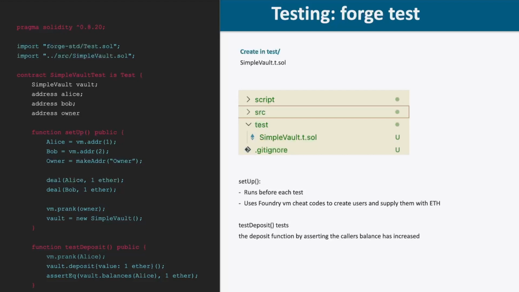To run tests, we run forge test to execute the entire testing suite. This spins up a local EVM, runs the setup function before each test, and executes each test function. It reports successes and failures and shows gas usage per function.